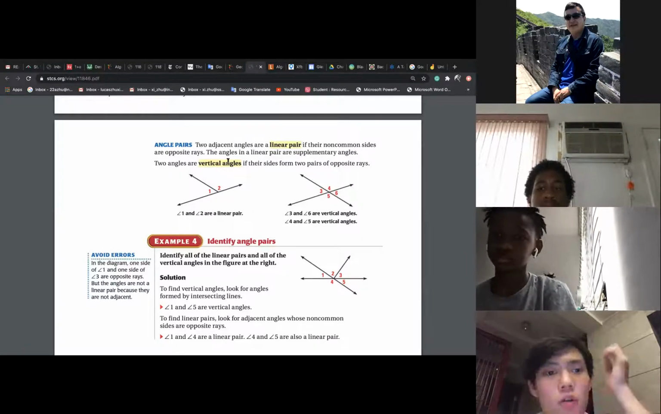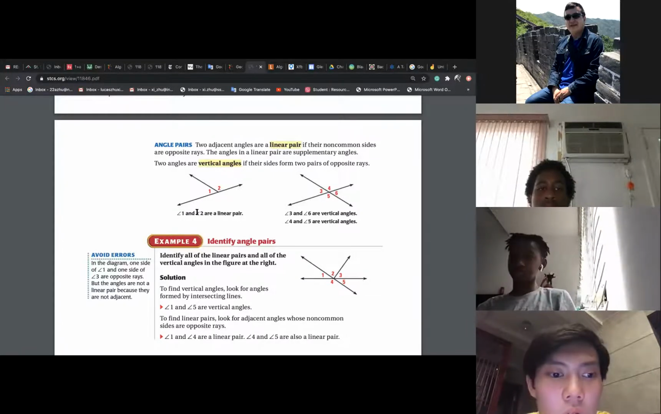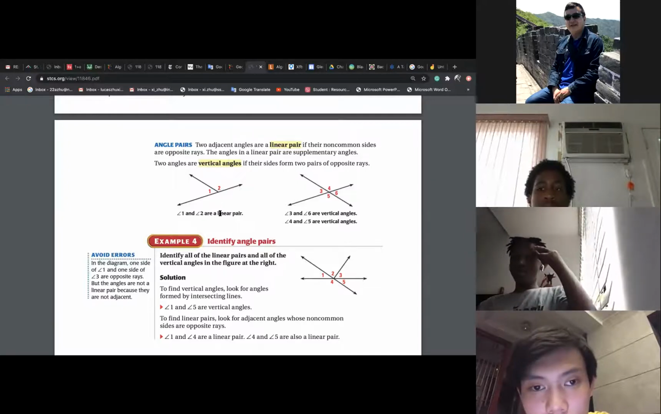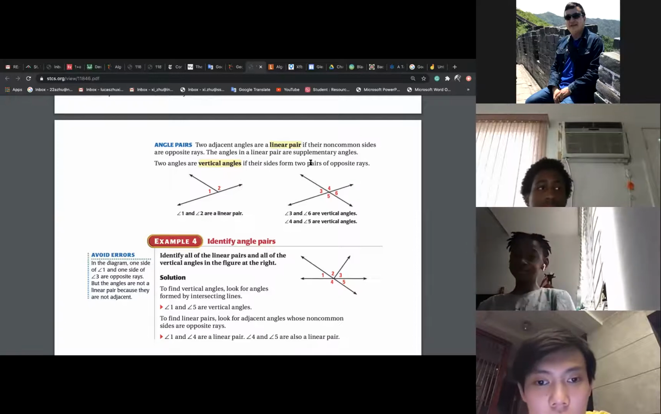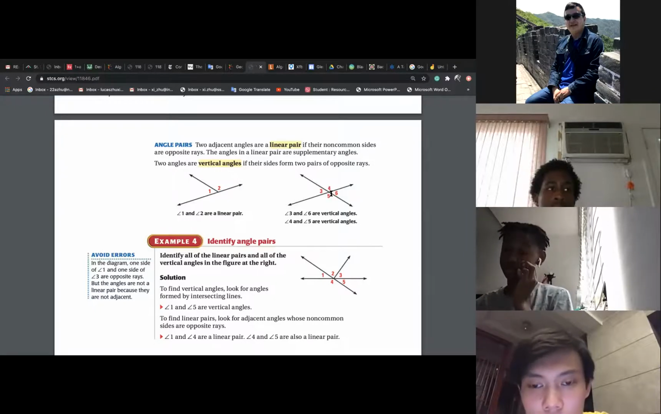Which gives you a linear pair, right? So you call angle 1 and angle 2 a linear pair. And also here, those are vertical angles, they're opposite each other, if two lines form two pairs of opposite rays. And remember, angle 3 and angle 6, and angle 4 and angle 5, are congruent to each other. They're always congruent to the opposite angle.